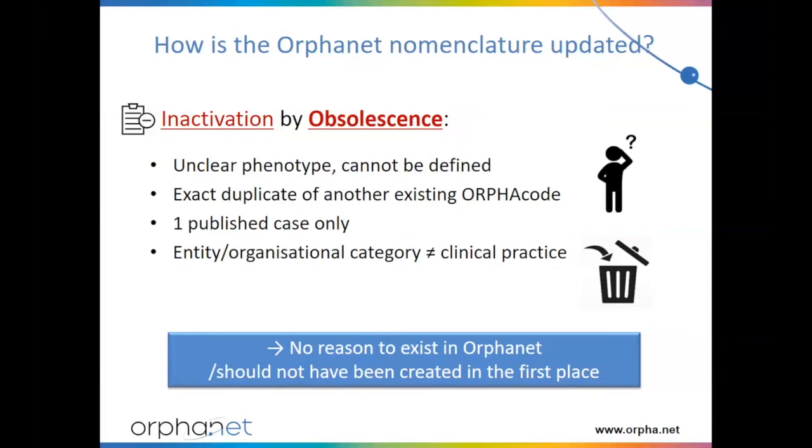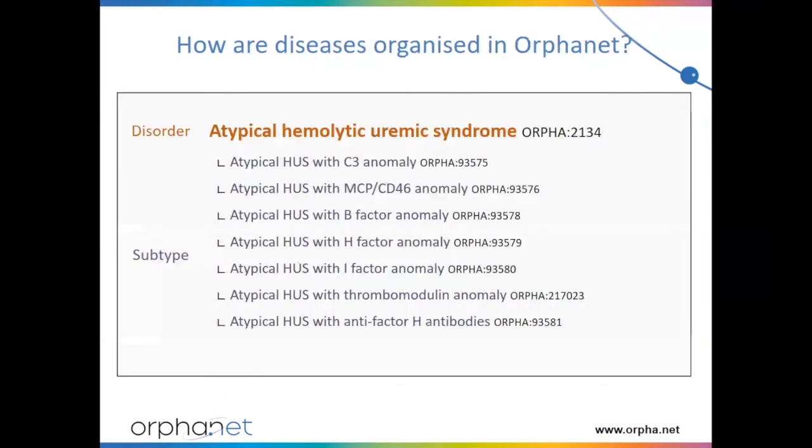And finally, it can be the removal of an organizational category or an entity that does not reflect the clinical practice. And I'm going to show you an example of what this means. If we go back to our example, atypical HUS, this disorder used to have several etiological subtypes, each associated with a gene of the complement system.